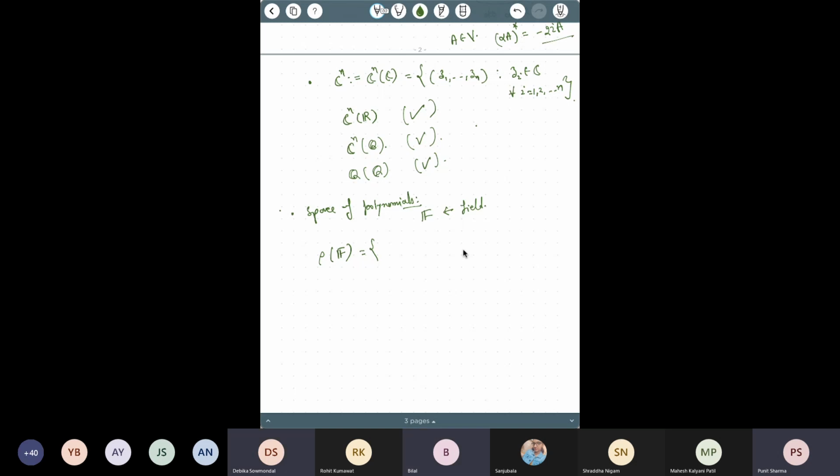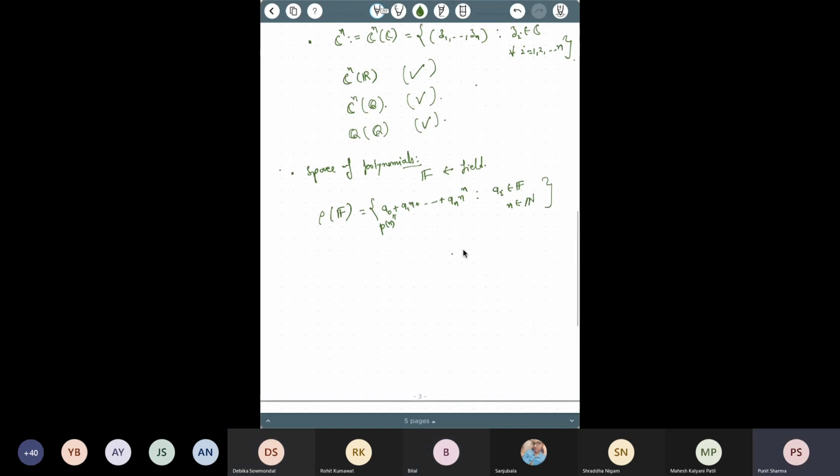a0 plus a1x plus a2x squared, and so on up to an x to the power n. The ai's are coming from F for each i, and n belongs to the set of natural numbers. So it is the collection of all polynomials over F. Let me write this as P(x), all polynomials over F.